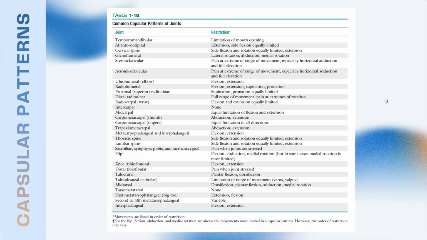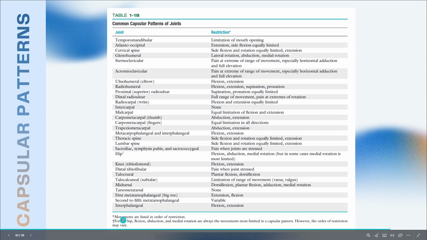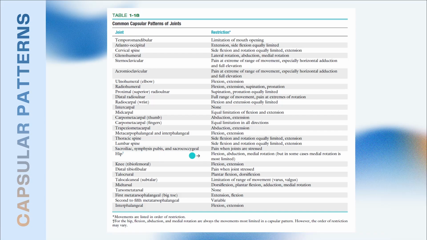Oh, I haven't explained what capsular patterns are. Basically, capsular patterns, as you can see here, are movements listed in order of restriction. For example, if you have an affectation of the hip, you would lose hip flexion first. If you have an affectation of the metacarpal or the wrist joint, you would have equal limitation of flexion and extension. If you had an affectation of the knee joint, tibiofemoral, you would have flexion as the restricted motion first. So this basically just describes the pattern in which joint movement is restricted if a patient experiences a condition or an impairment in these joints.